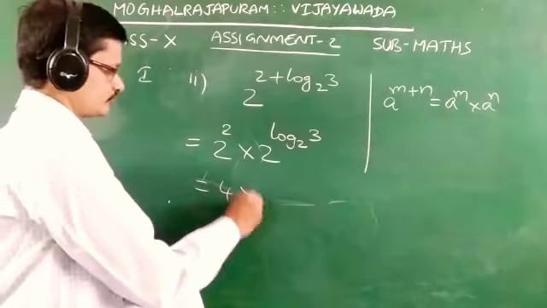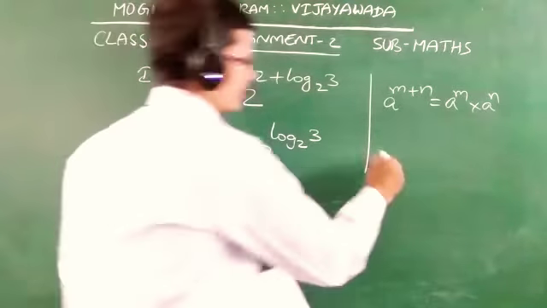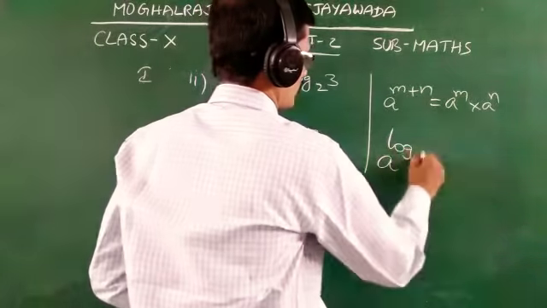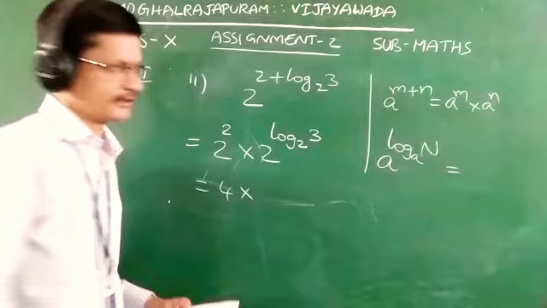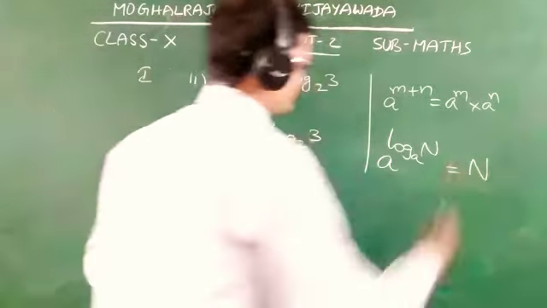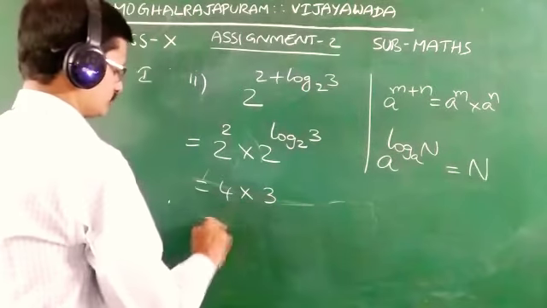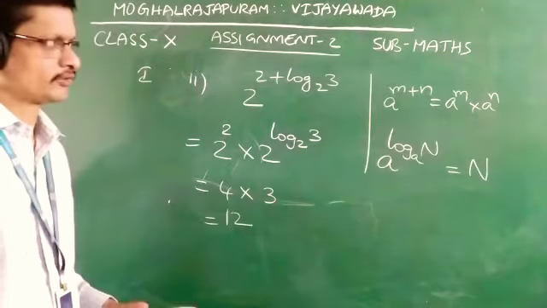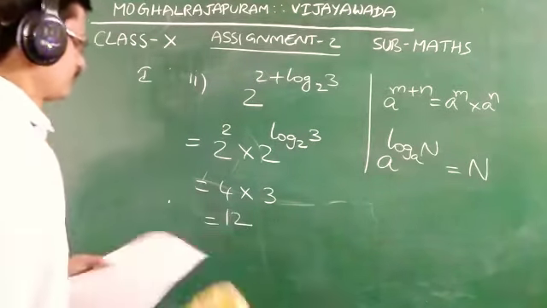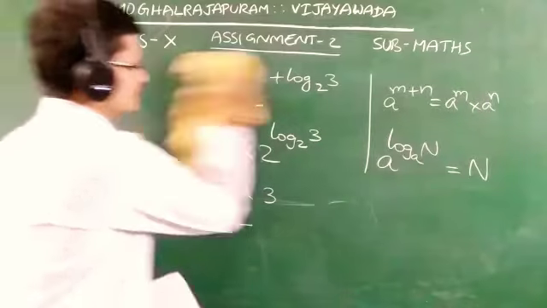That is equal to 4 into, what is the formula for a power log n to the base a? A power log n to the base a is equal to n. So this is equal to 3. So the answer is 12. Right. Now look into the second question.